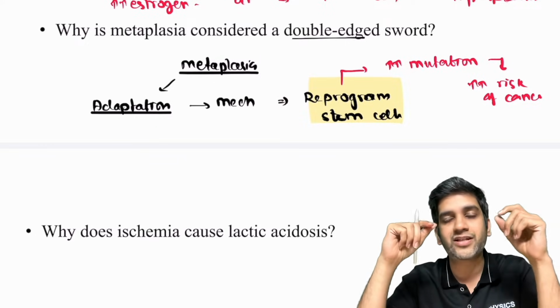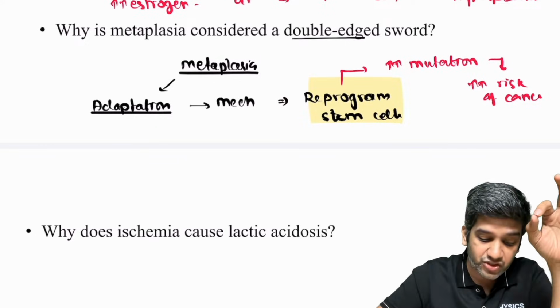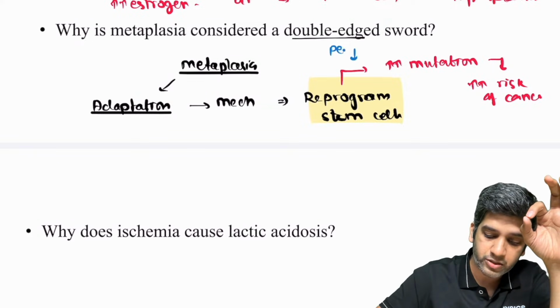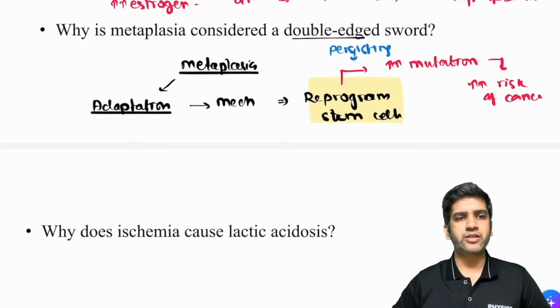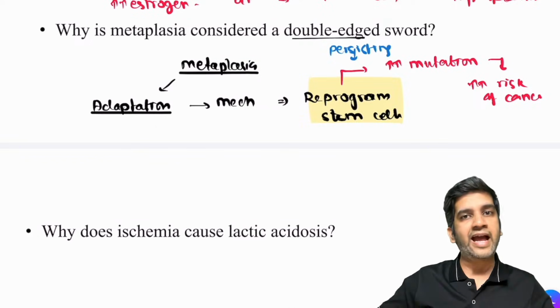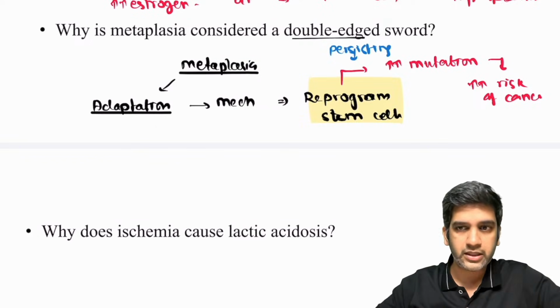Metaplasia is good as a cellular adaptation, but this happens only when there's a persistent stimulus. If the stimulus is gone, no issues at all, right? If it's a persisting stimulus, automatically it's going to increase the risk of mutation and the risk of cancer formation. Fine, done.